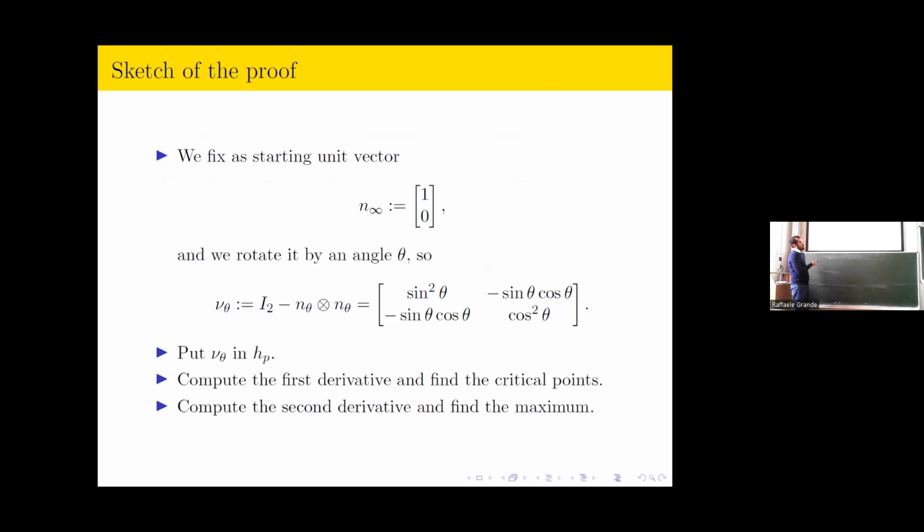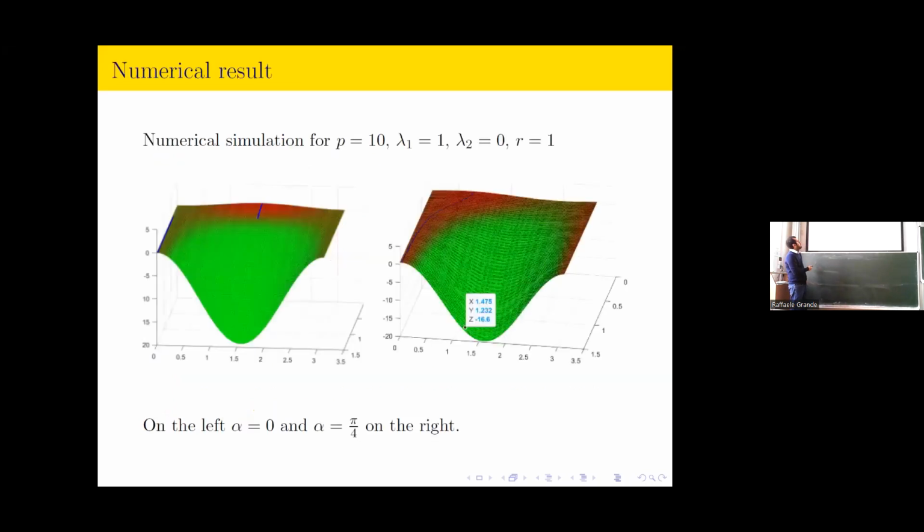So I will give a sketch of the proof. Since every optimal control is admissible, we can start from that one, (1, 0), without loss of generality. We rotate it, we put this omega theta in H_p, and then we compute the first derivative in order to obtain the critical point, and the second one to find effectively the maximum. So it's a very straightforward proof in that sense.